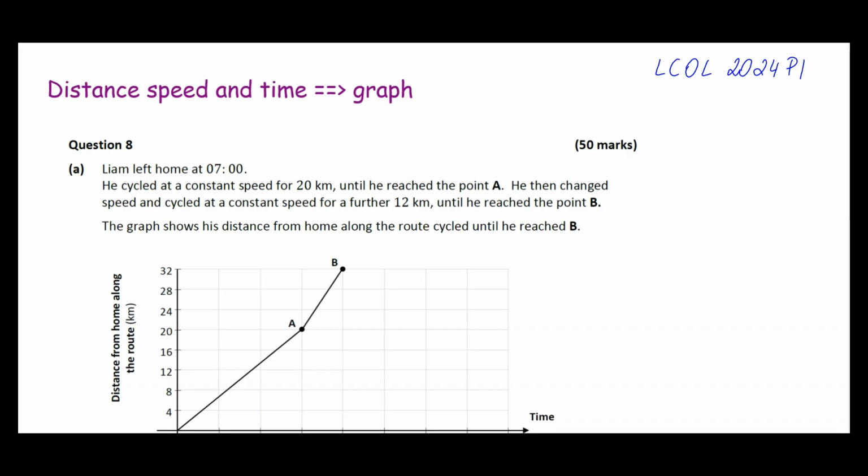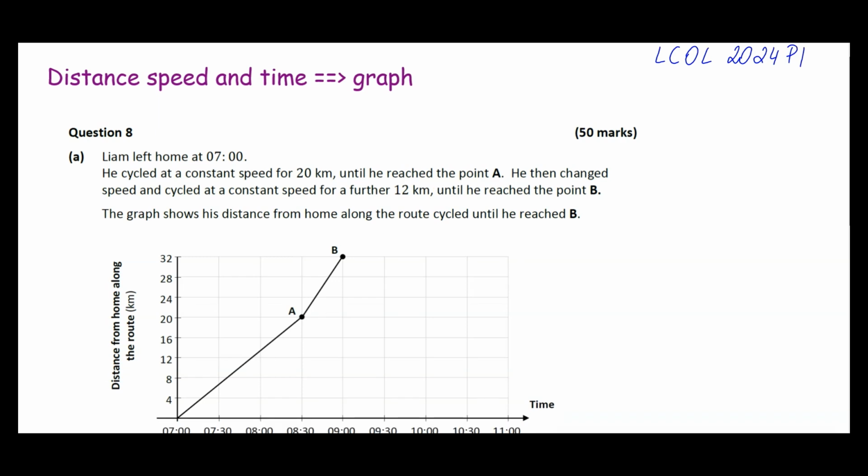Distance, speed, and time, a very regular part of your Leaving Cert. Let's have a look. Liam left home at 7. He cycled at a constant speed for 20 kilometers until he reached the point A. We get that. He's on the bicycle, he goes 20 kilometers. That's a lot.